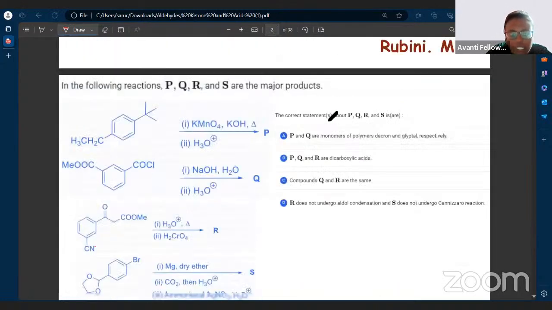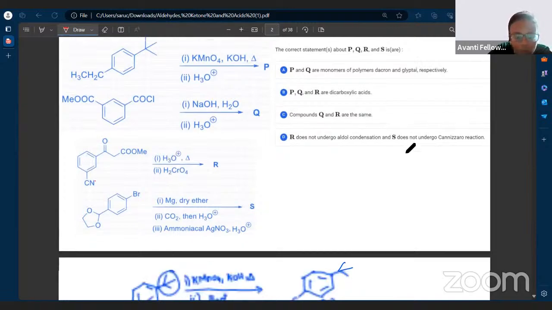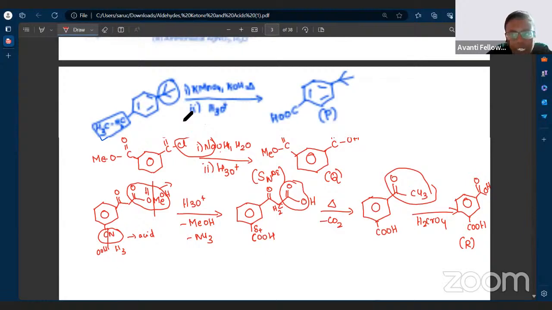After doing hydrolysis and heating, you're treating it with H2CrO4. So when you put H2CrO4, what will you be getting? This part will get converted to acid again. So you'll be getting COOH, and here you have CO. Okay, so this is your R. This is your R. Now, what is the last reaction?